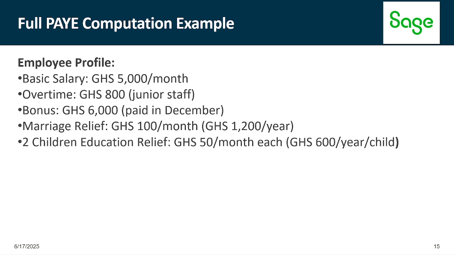The basic salary is 5,000 per month. He received overtime 800, bonus 6,000, and he's married. That means he's benefiting 100 Ghana cedis per month. And he has two children. So that means his relief on a monthly basis is 50 cedis per child per month.